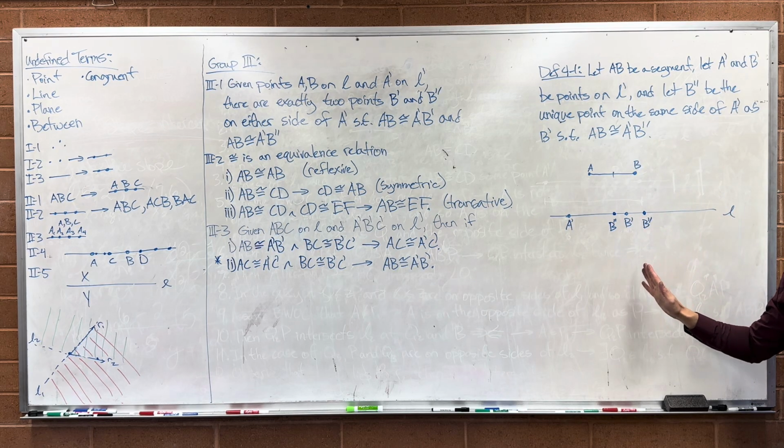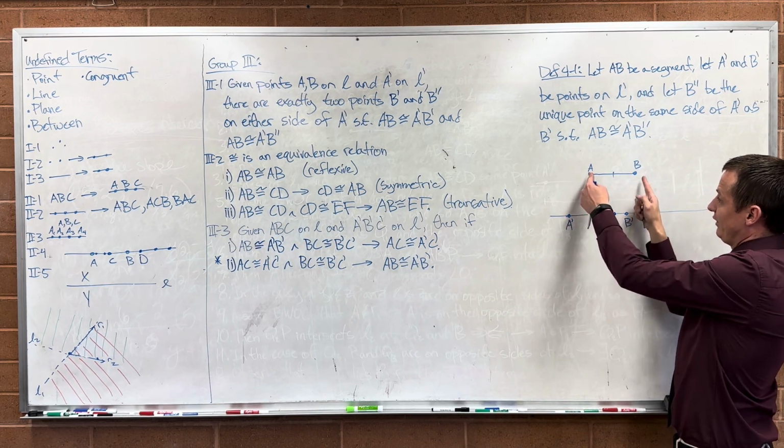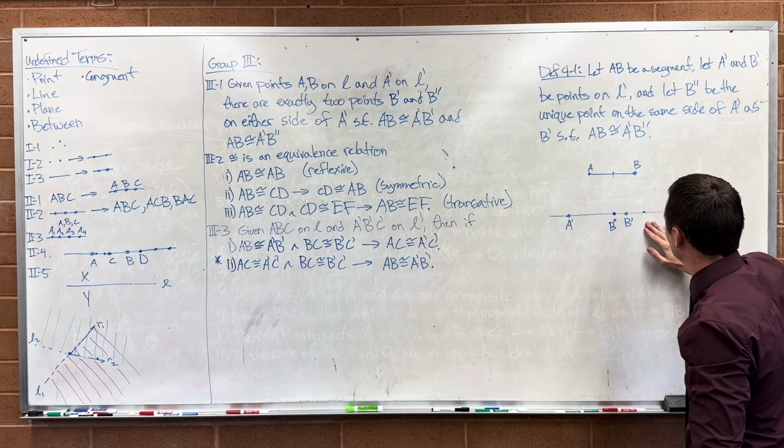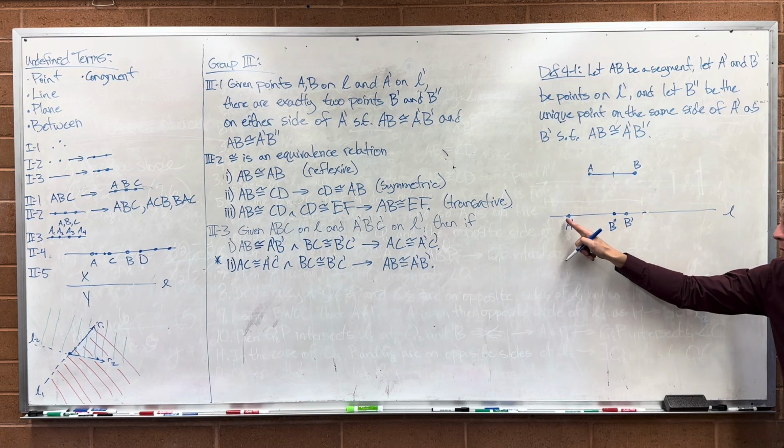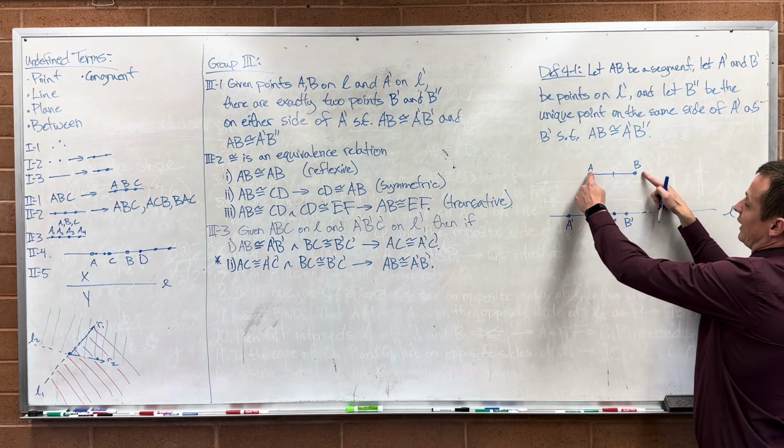So we got our B double prime. So this distance has to be the same as this distance. So here's one possible picture. We'll do one possible picture at a time. In this case, if the B double prime lands between A prime and B prime, how does this segment compare with this segment?